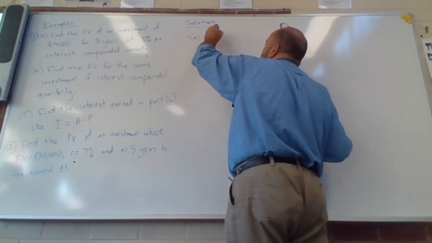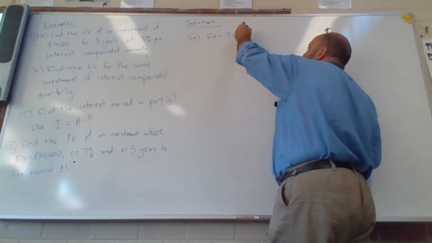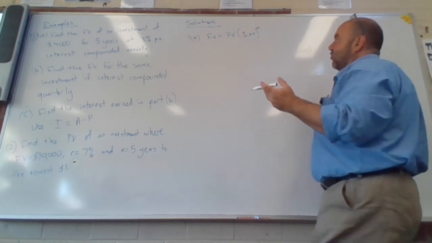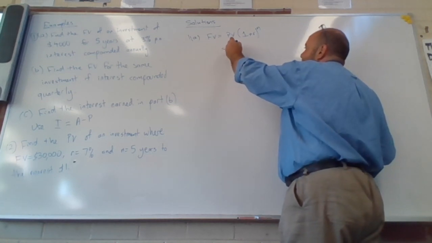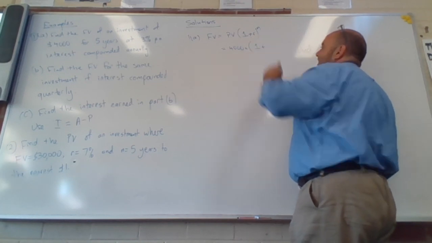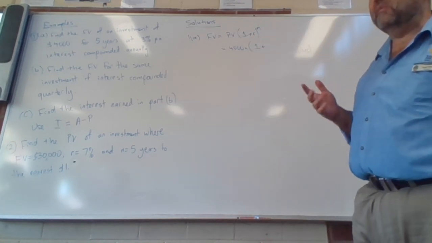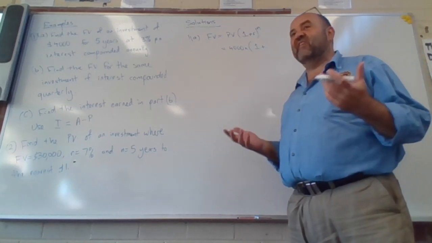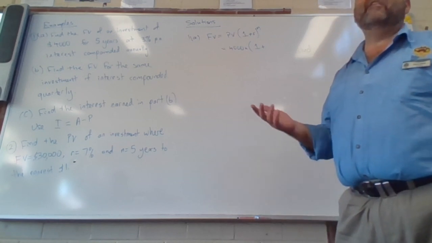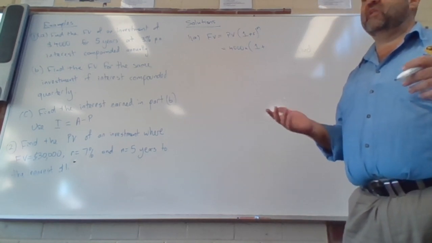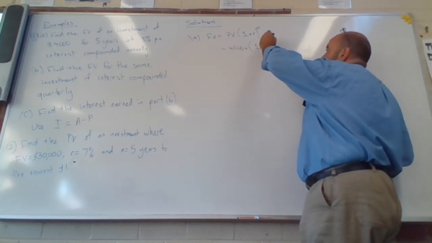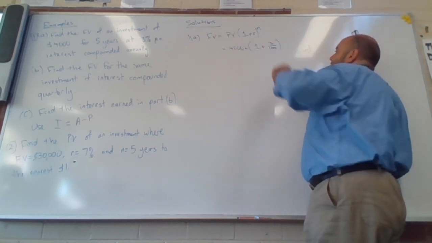So the future value equals the present value times 1 plus r to the power of n. Our present value is $4,000 times 1 plus. Our interest rate is 3%, but remember, we can't use percentages. It's got to be a decimal or a fraction. So an easy way to convert a percentage to a decimal or a fraction is just to write it over 100 and have it as a fraction. So 3% is 3 over 100.